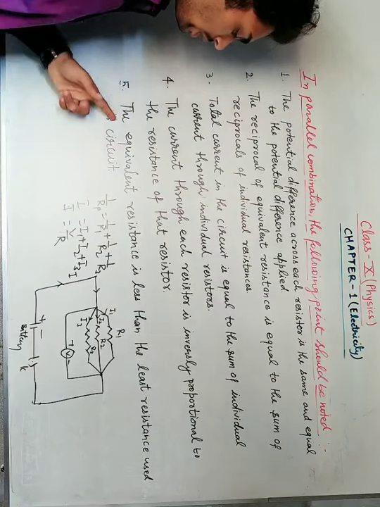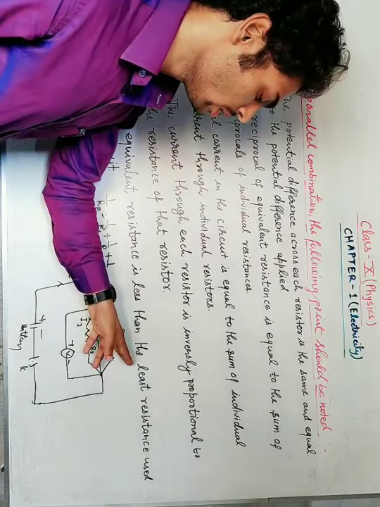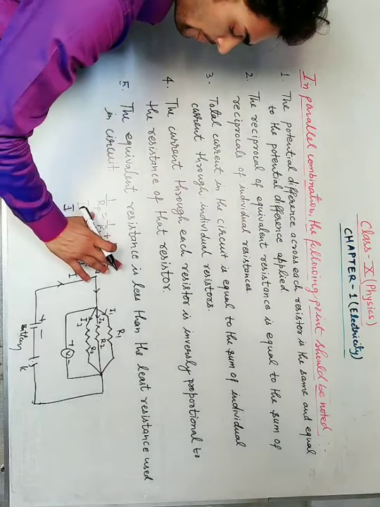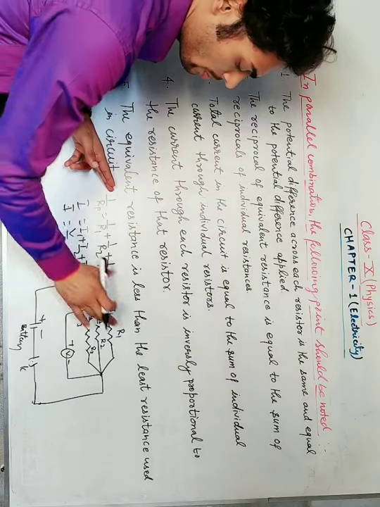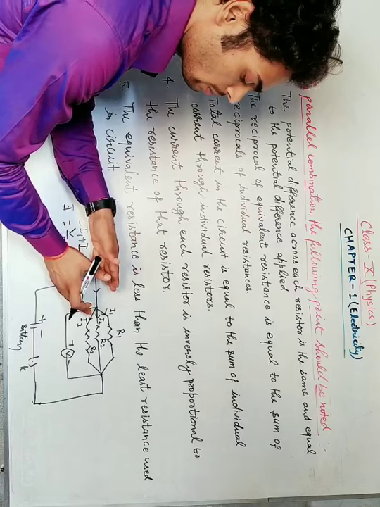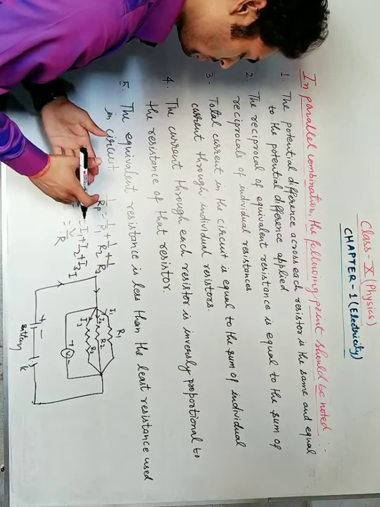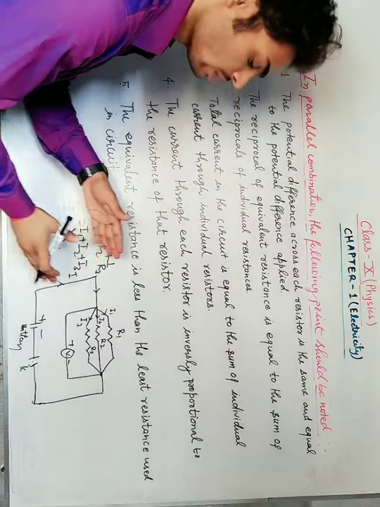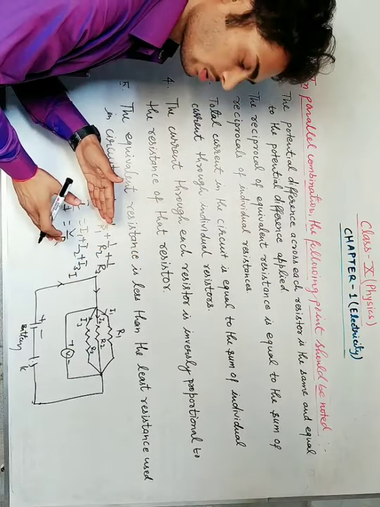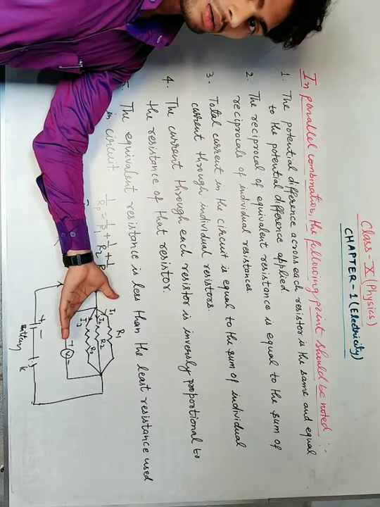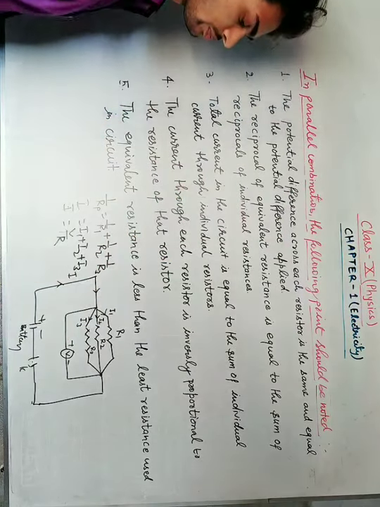And last, the equivalent resistance is less than the least resistance used in the circuit. Means when we find the equivalent resistance of a parallel combination of resistances, then the resistance of the parallel combination will be less than every other individual resistance. So this is an important point related to the parallel combination of resistors.